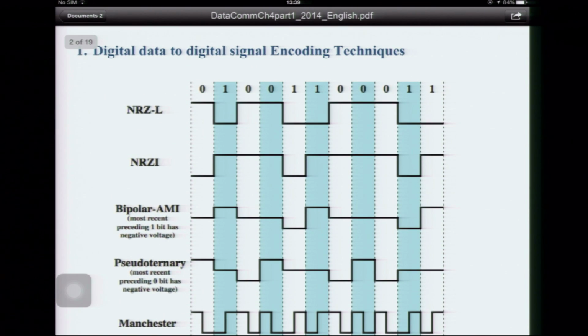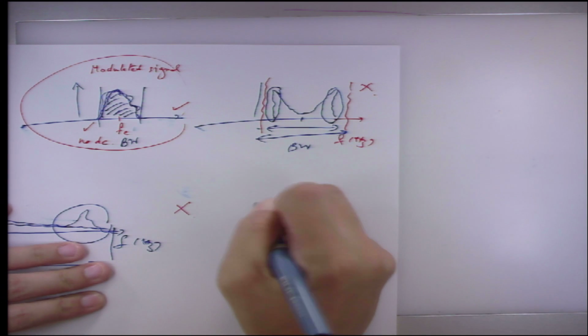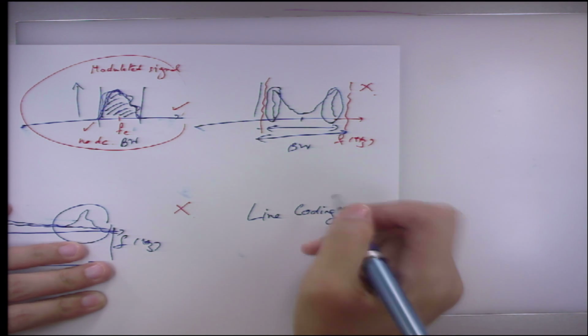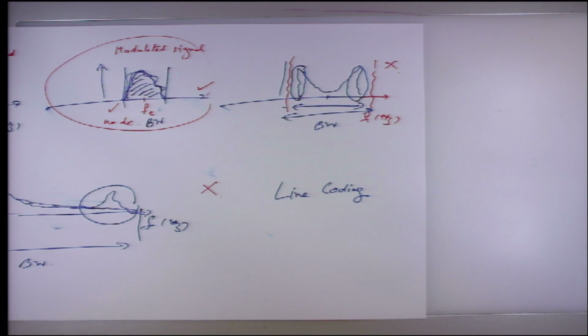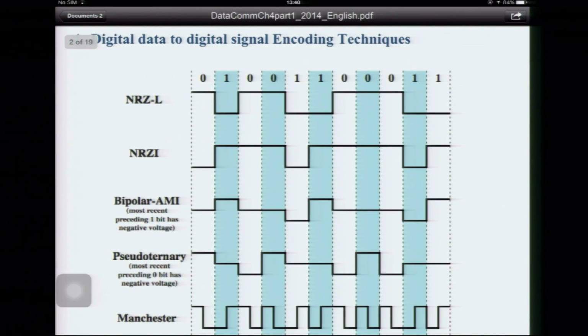The digital data to digital signal encoding techniques are sometimes called line coding. Line coding is the same as the topic that we are talking about now. The first one is NRZ-L, non-return to zero level.